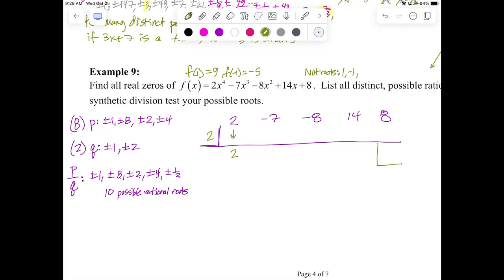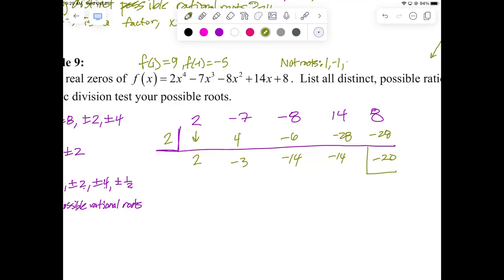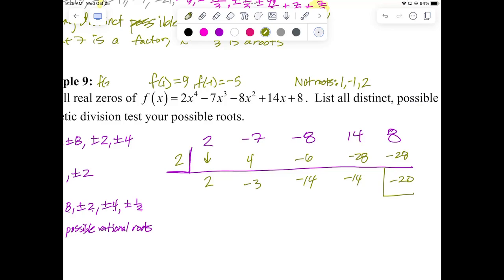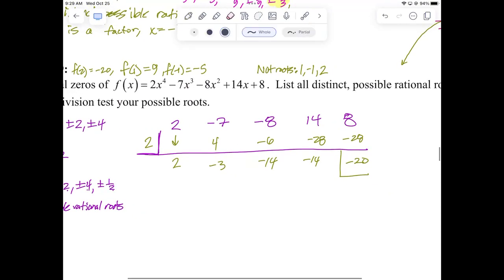I bring down the 2. I get 4, negative 3, negative 6, negative 14, and then I get negative 28. And then I get negative 14, and then I get negative 28 again, and I get negative 20. Shoot. Doggone it. 2 is not a root. But guess what f of 2 is? Negative 20. Yeah. There's a point on the graph called 2 comma negative 20. All right. See how much fun this is? This is what lonely teenagers did on Friday night when the phone didn't ring.